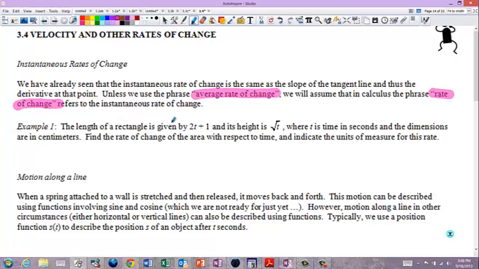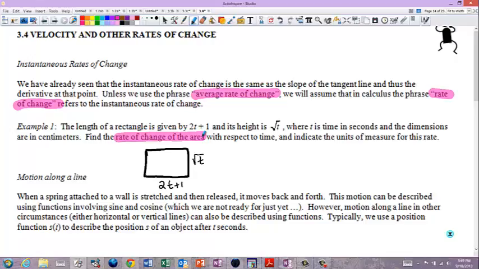The length of a rectangle is given by 2t plus 1, and its height is the square root of t, where t is time in seconds, and the dimensions are in centimeters. So let's just draw that right fast. We have a rectangle. Its length is 2t plus 1. Its height is the square root of t. It says find the rate of change of the area.